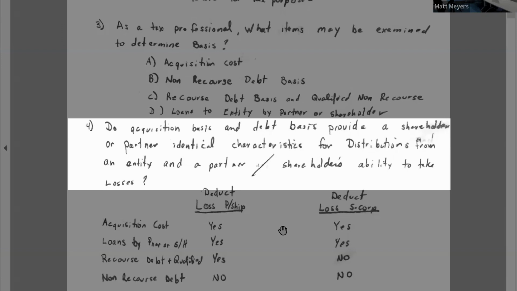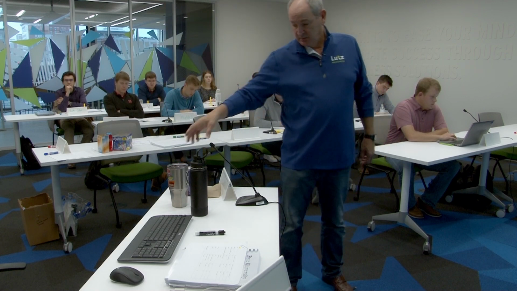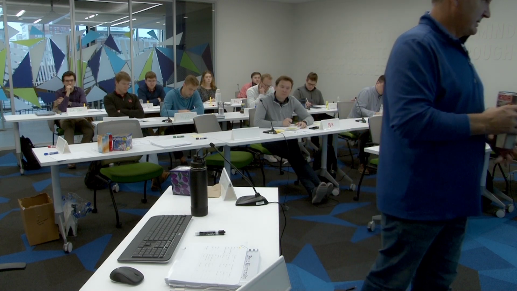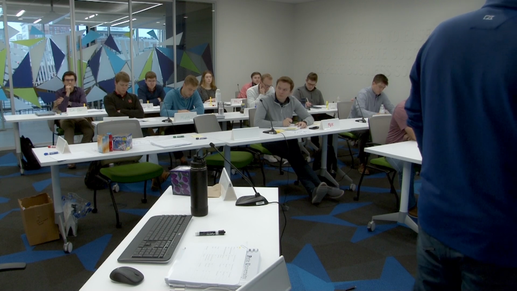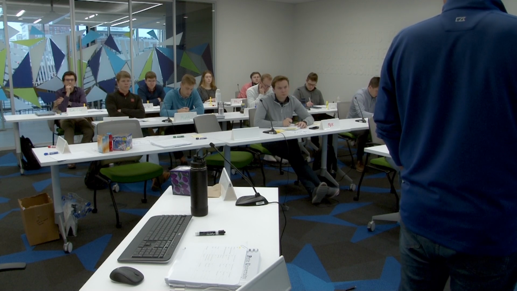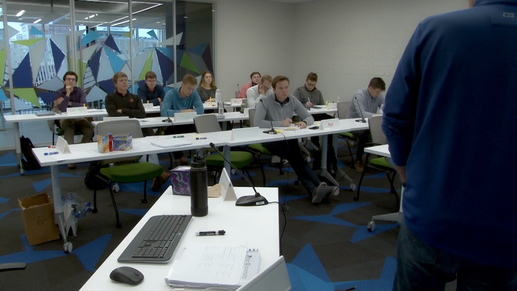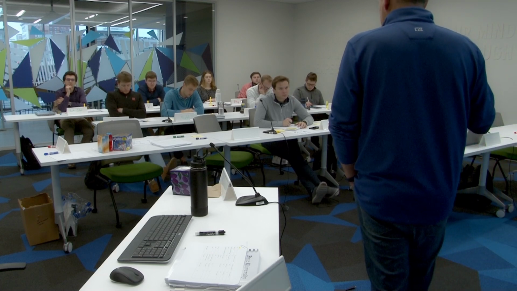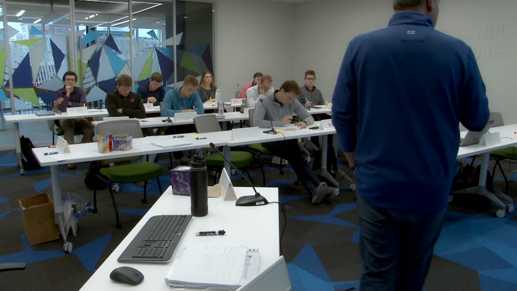Because at the end of the day, what I'm saying is you've got to be able to hop over 1 and 2. Does it provide me the ability to hop over those first 2 hurdles? And what this is saying is acquisition cost allows you to hop over hurdle 1, basis, and hurdle 2, at risk basis. Loans by the shareholder to the entity allows you to hop over the first hurdle of basis and the second hurdle of at risk basis.